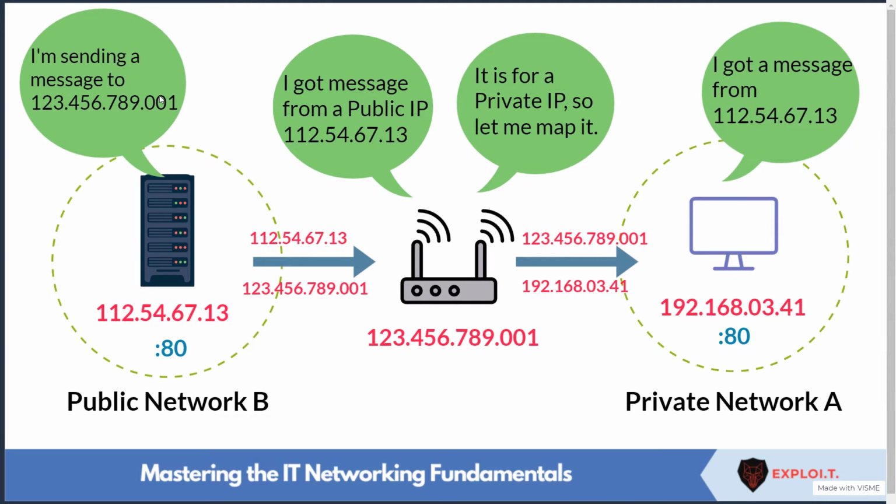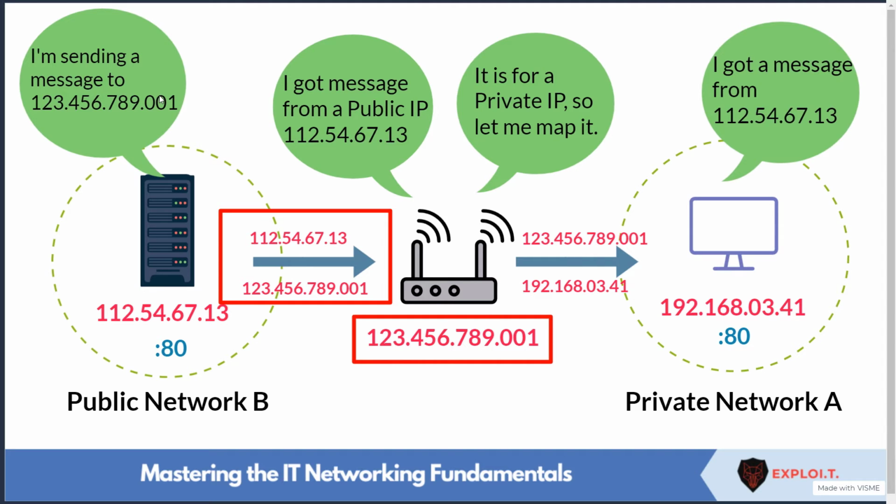Once the message has been received, the DHCP server or the DNS server or YouTube server has suggested some videos on learning networking fundamentals on YouTube. Now it wants to send back the message to the originator. So it is sending the message to 123.456.789.001. This is the same IP that it got the request from. So in the first step, we have 112.54.67.13, which is the IP of the DHCP server or the DNS server. And then the destination IP, look carefully, the destination IP is 123.456.789.001. That means the server is sending the acknowledgement or sending the reply to the router.